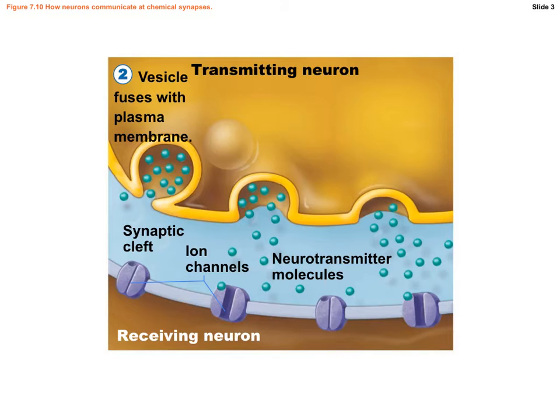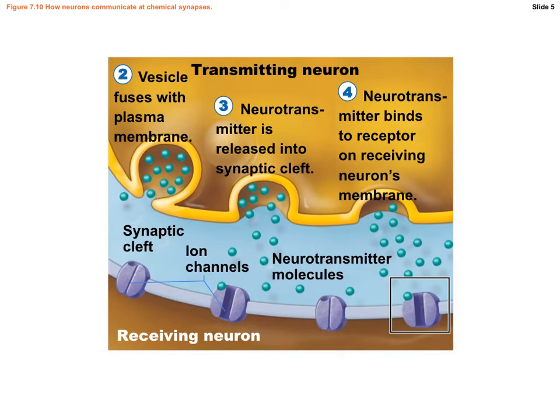Step two is those vesicles that are at the end of the axon terminal fuse to the membrane of the axon terminal. Once those vesicles fuse, you see that the neurotransmitter is released into the synaptic cleft, into the synapse, the space between them.